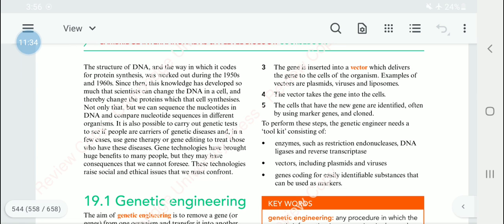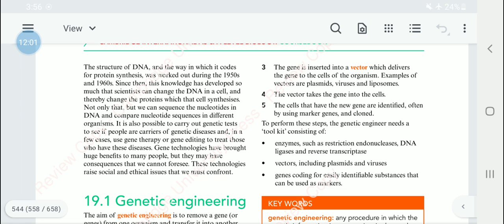The vectors could be plasmids, viruses, or liposomes. Then the vector will take the gene into the cell. So these steps are very, very important. There might be other steps also, because this is not as easy as it is explained here. There are more steps, but these steps are essential.